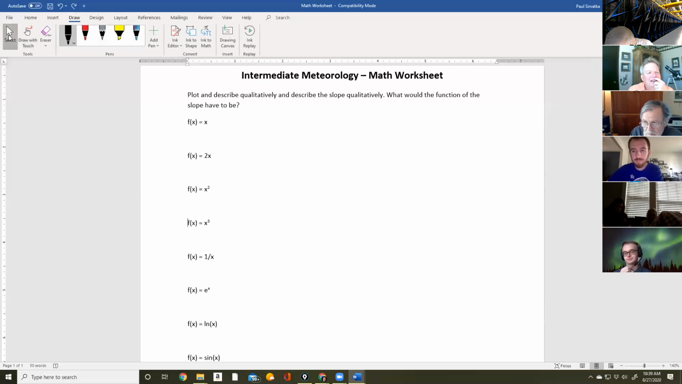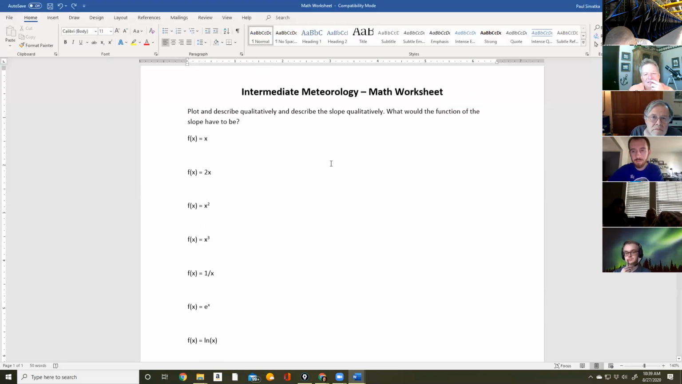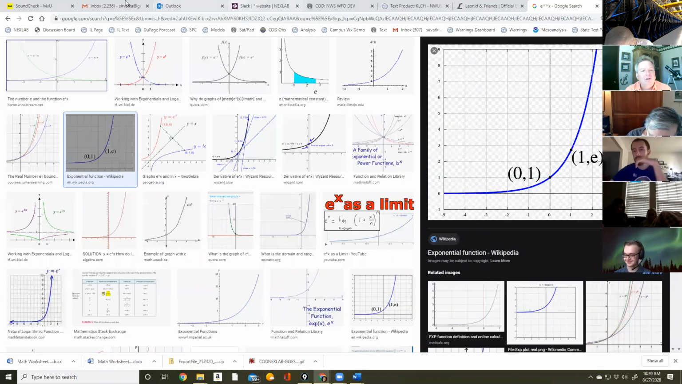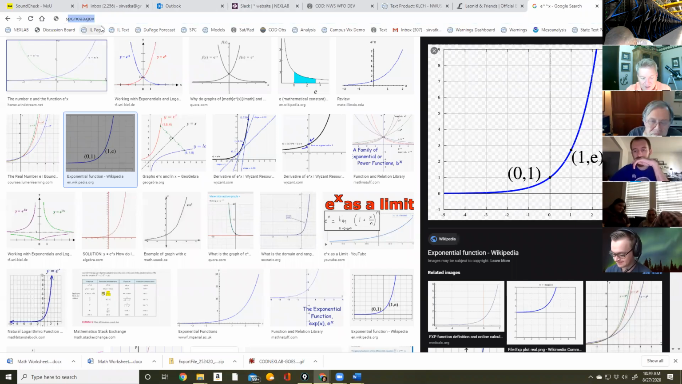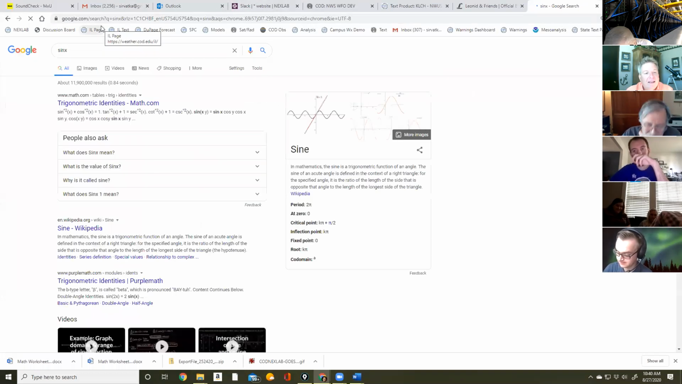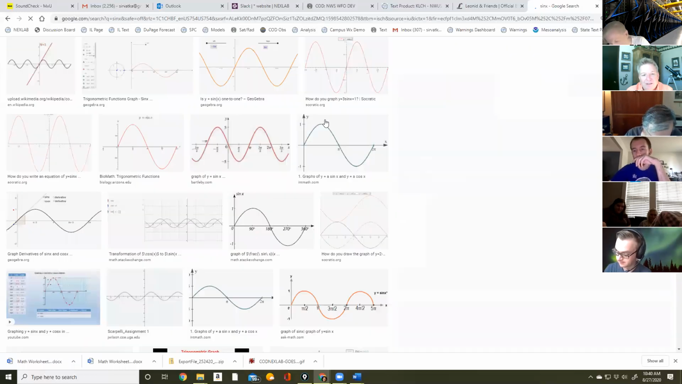I'll go back to select. There we go. Okay, that's what I want to do. So what I really want to do is these last two functions. And so rather than draw this, because it's a pain in the butt, I'm just going to type in sine x. And luckily the sine x is pretty straightforward.